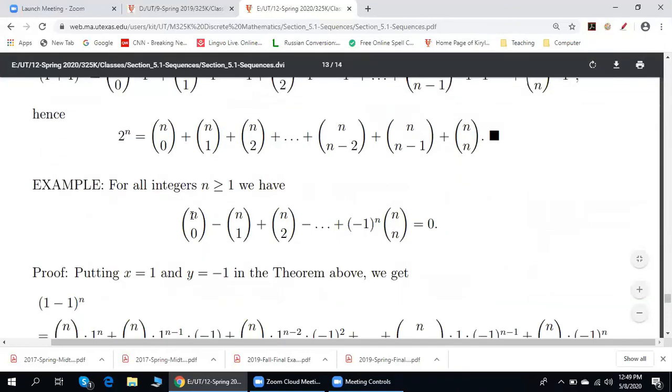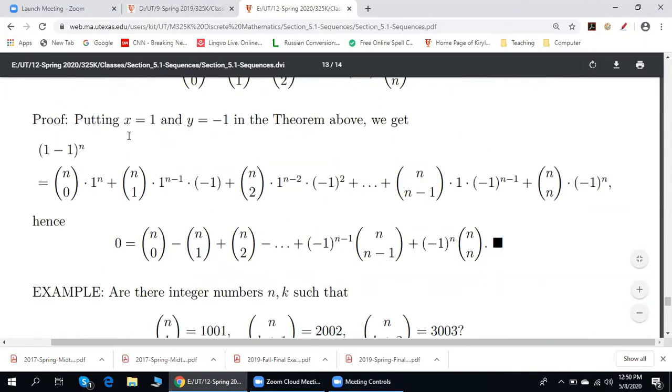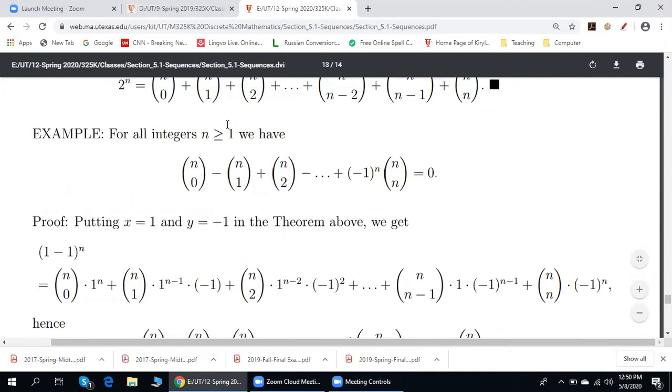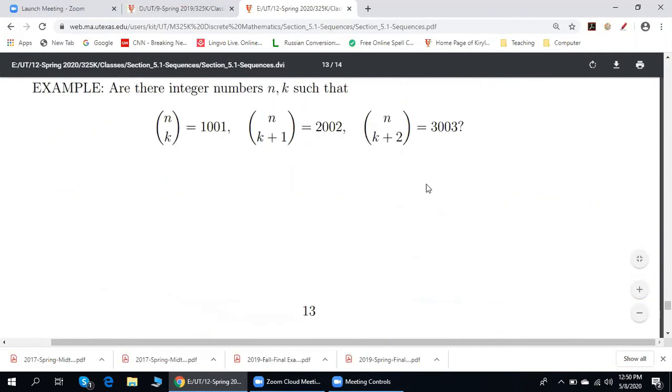Similarly, in order to prove this result, in the theorem above, we replace x by 1 and y by -1. The left-hand side is 0, the right-hand side is this. And we are completely done.